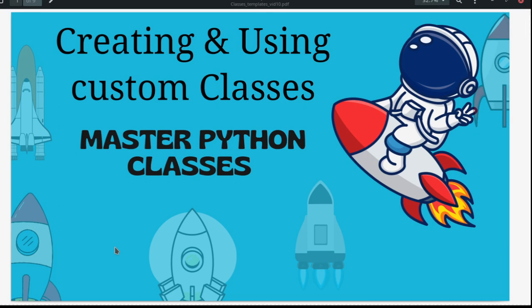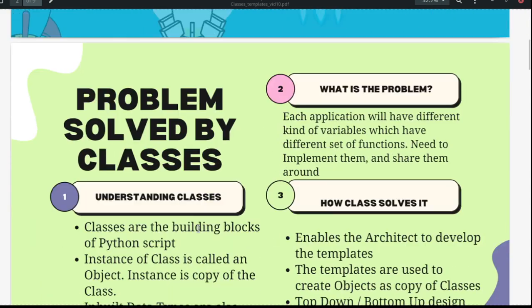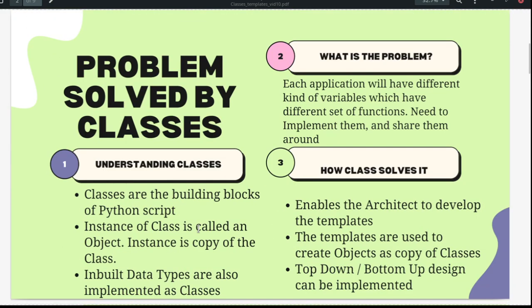Creating and using custom classes in Python. The problem solved by classes. Each real-world application will have different kinds of variables, and these variables will have different sets of capabilities and functions. In order to implement them inside a programming construct like a Python script, you need to create these variables manually every time. This is the problem. So you have to write a lot of manual code for all the types of variables.